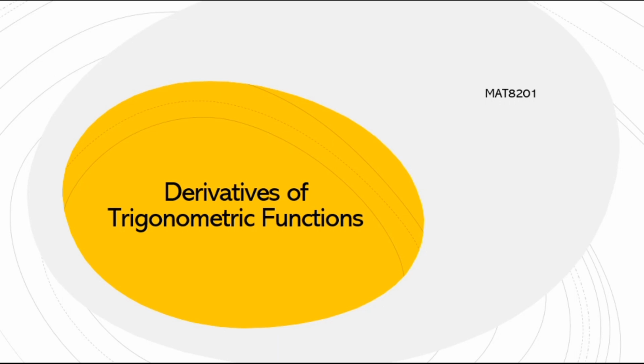Our final topic for 8201 will be how to find the derivatives of sine and cosine, our trig functions. There'll be some simple ones, and of course, there'll be some nutbar ones.